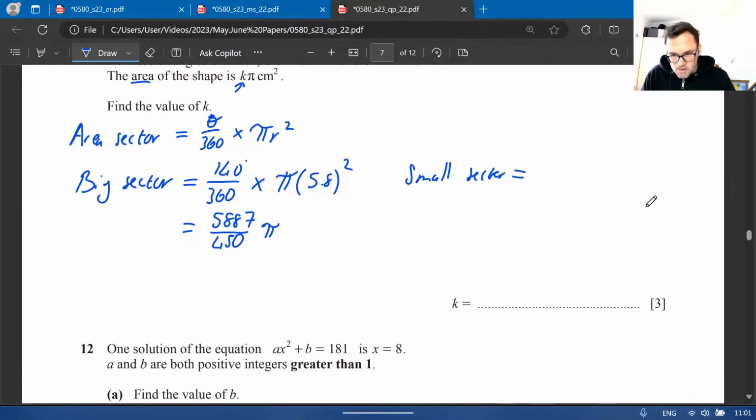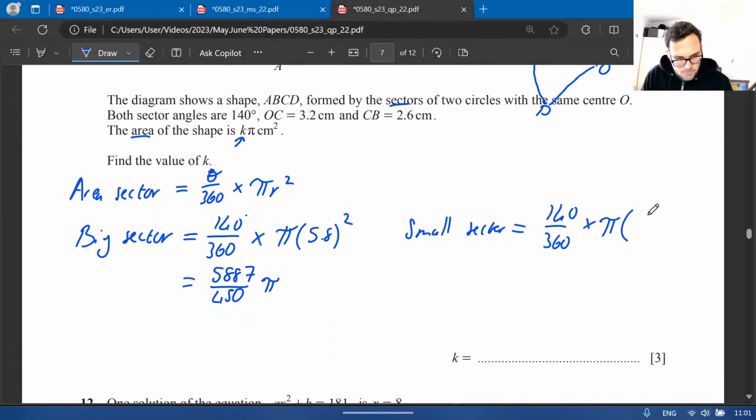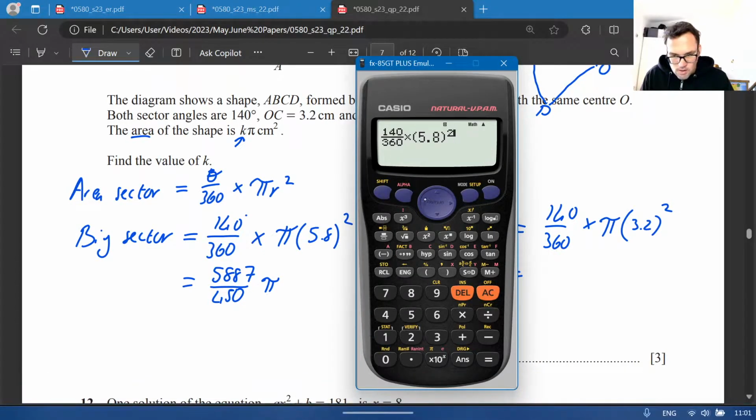Okay, so that will be the same. The angle is the same. Formula is the same. Only the radius now is from O to C, 3.2 squared. Let's put that in. Okay, we can just change this to 3.2. If you want to do it with pi, you can do that.